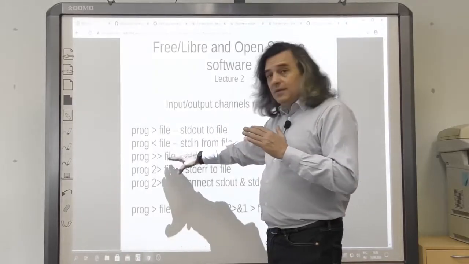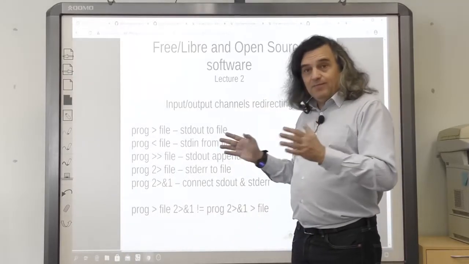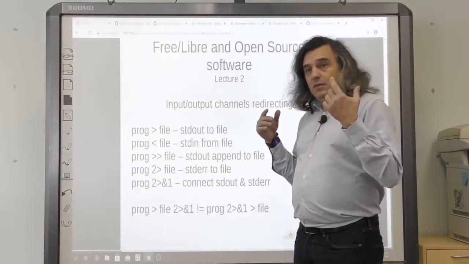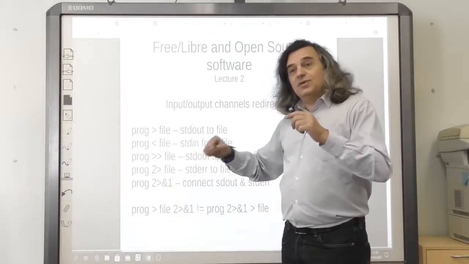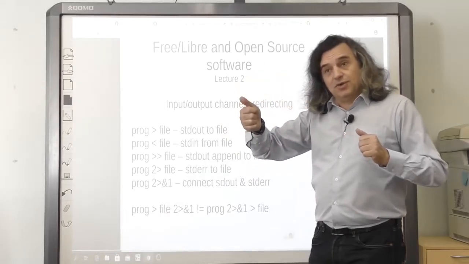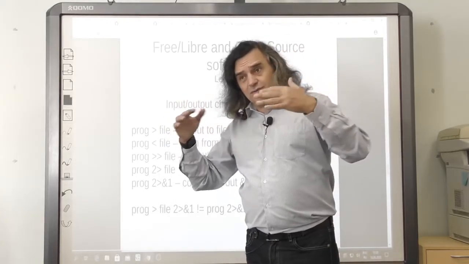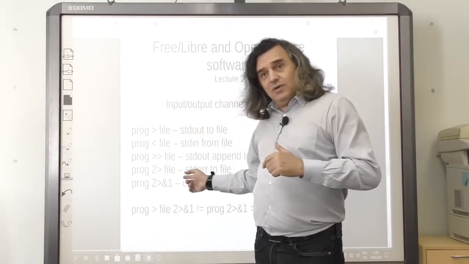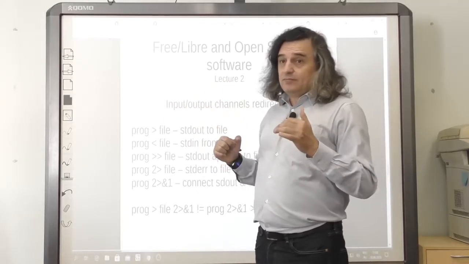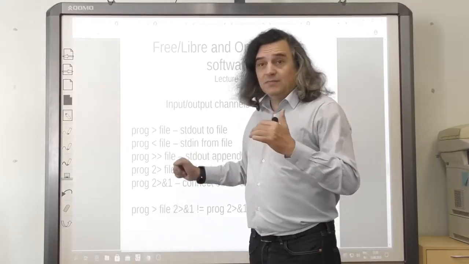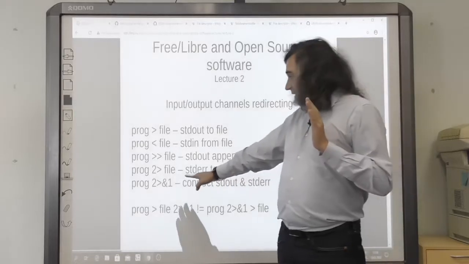Double greater than means append to the output file. Number 2 with greater than means redirecting standard error to a file. By default, stderr also prints to the screen, and in this way we can separate this stream from stdout and redirect it to this file. And finally, such a magic formula.